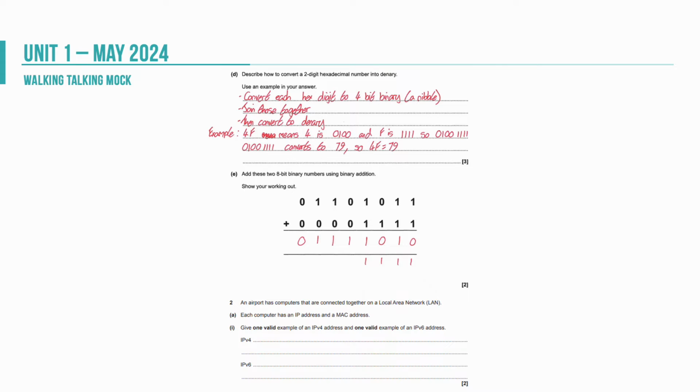So I get a mark there for my answer, which is 0, 1, 1, 1, 1, 0, 1, 0, and I get a second mark for carrying over the 4 zeros.